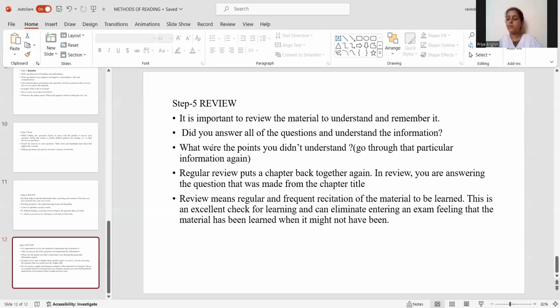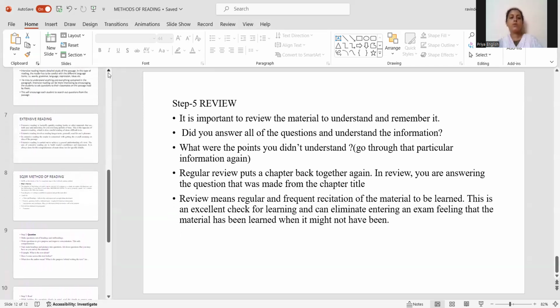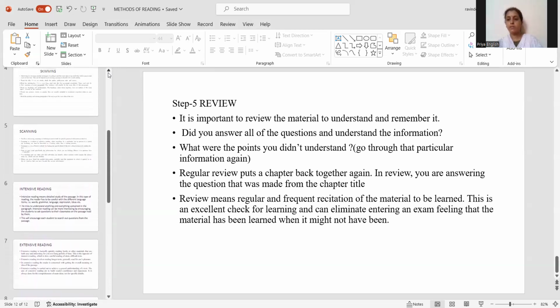This technique, this SQ3R method, is a really very effective method when you need a thorough understanding of the text. So I hope you have understood the different methods of reading which we have discussed today.